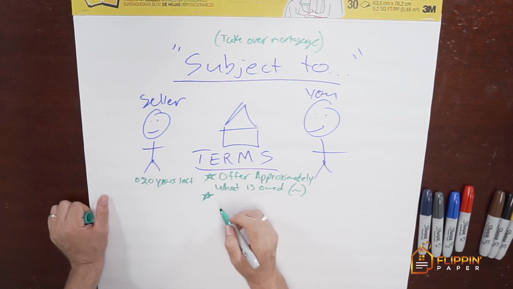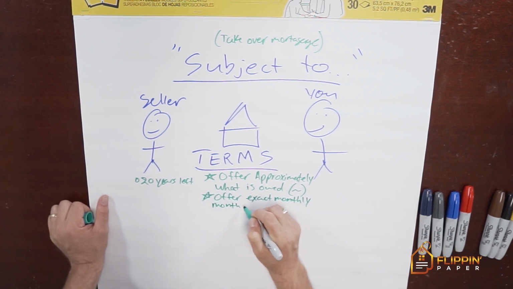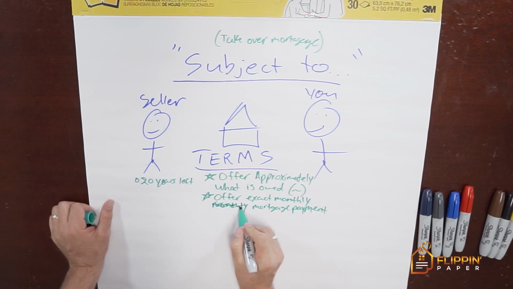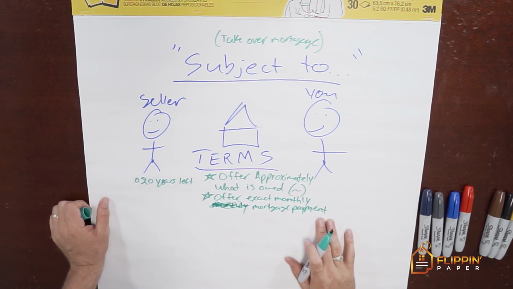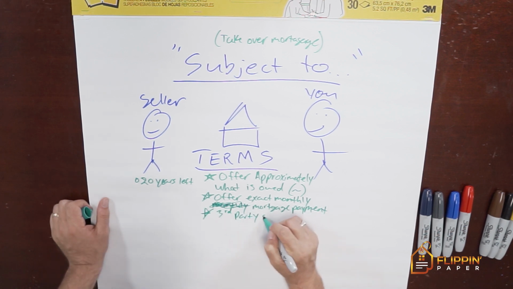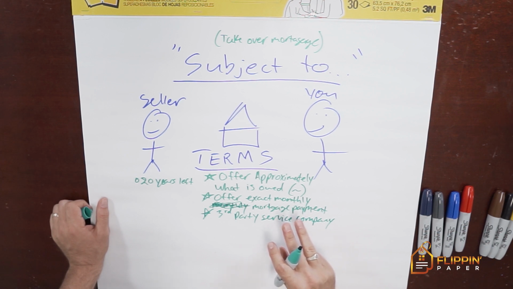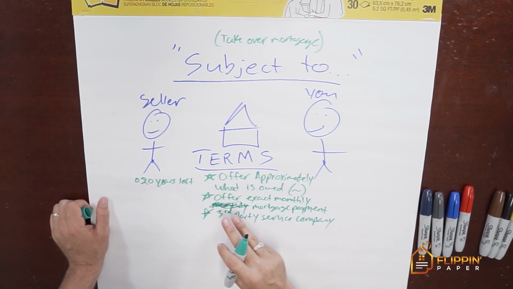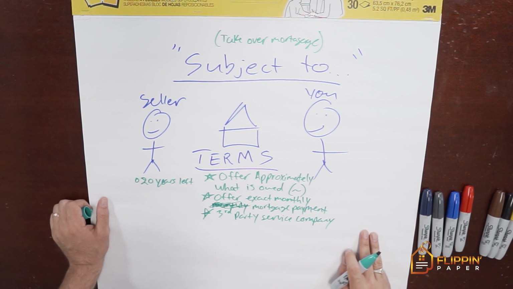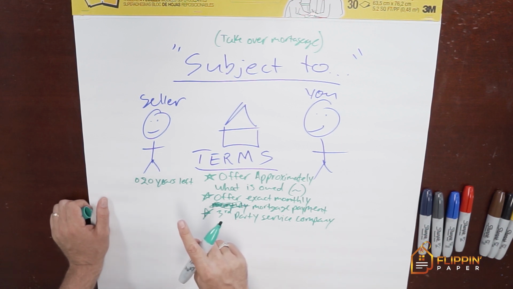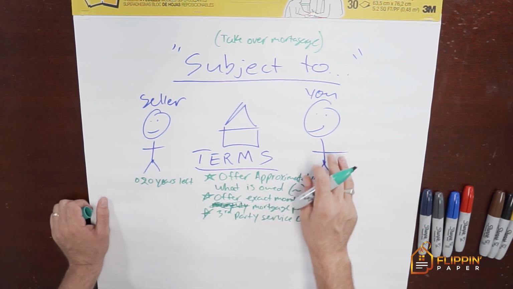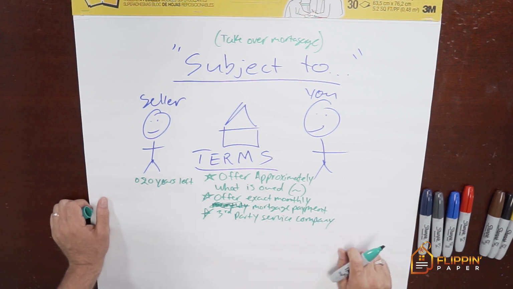Make note of that. I also offer exactly what the monthly mortgage payment is. Offer exact monthly payments. So if the monthly payment is $500, then I'm gonna offer that same amount. I use a third-party servicing company so that the third-party service can take the money that I pay and make sure that his bank or his creditor gets paid, so he doesn't have to worry that I don't make the payment. These are the basic terms for subject to. It's very clean. It's pretty darn simple. I'm taking over the mortgage.